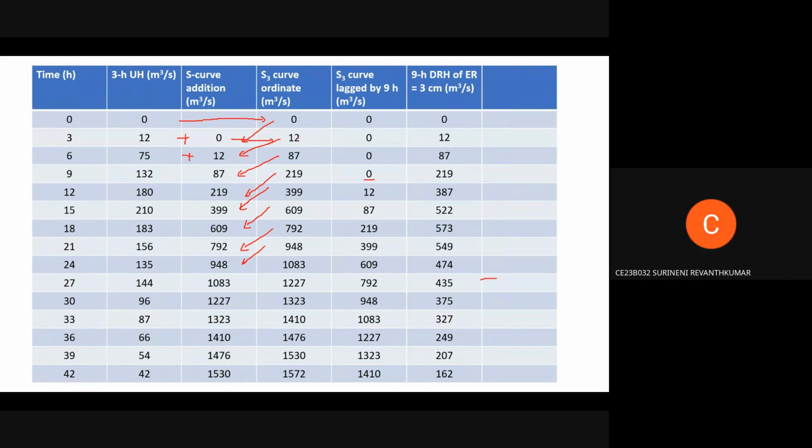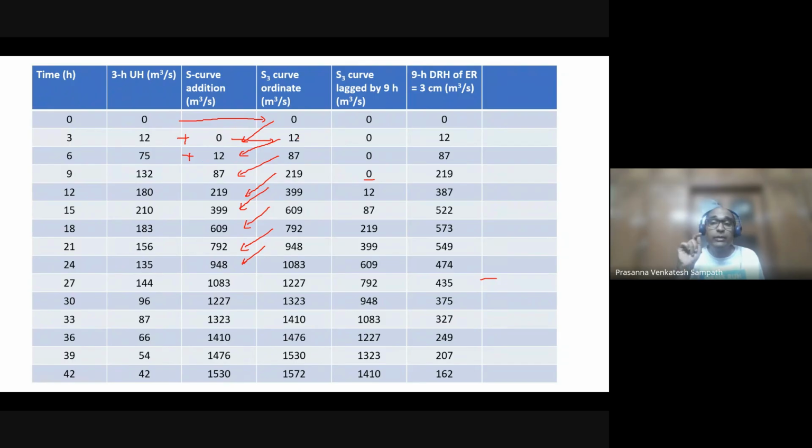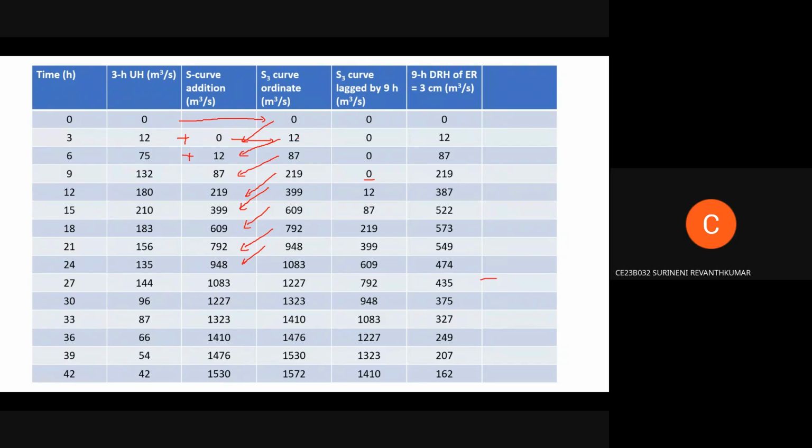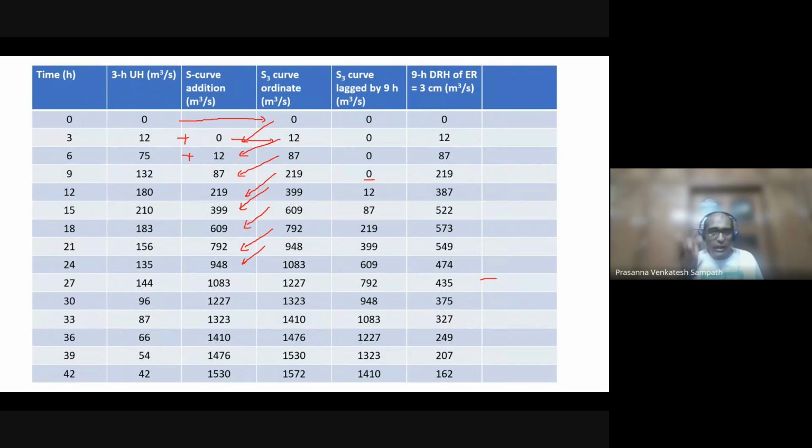Add them and divide it by 3. Add what? What do you mean by them? 3 centimeters. 9 hour duration excess rainfall. Correct. We already have it, right? So column number 6 is the direct runoff hydrograph produced by 3 centimeters of excess rainfall happening in 9 hours.